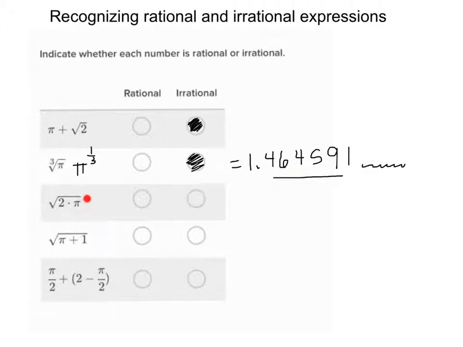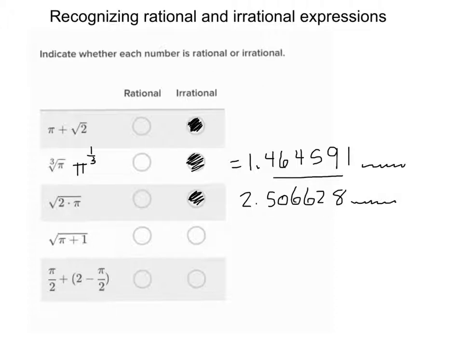All right, this one right here says the square root of 2 times pi. So if we take 2 times pi and then we take the square root of it, look here, the square root of 2 is irrational, and pi already itself is irrational, so I'm going to say this whole one is irrational. Now you can type it in the calculator, the square root of 2 times pi, and it gives you 2.506628, and it just keeps going on and on forever without a pattern, so it's irrational.